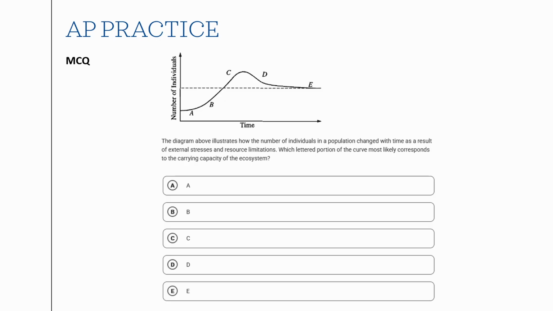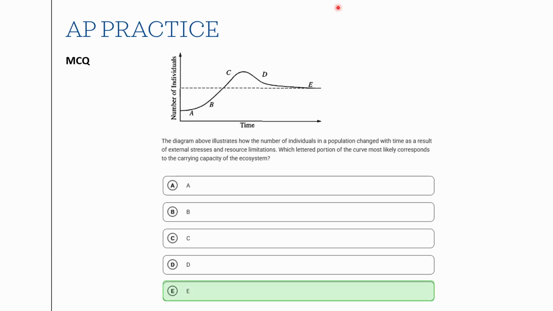A little bit of AP practice. We'll start with the MCQ. So take a moment to answer this question here. The diagram above illustrates the number of individuals in a population changed with time as a result of external stresses and resource limitation. Which lettered portion of the curve most likely corresponds to the carrying capacity of the system? So hopefully you selected E.